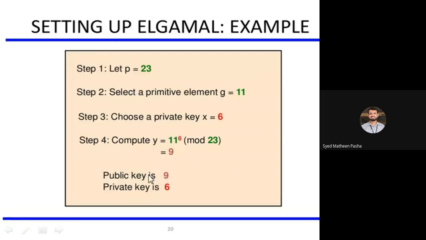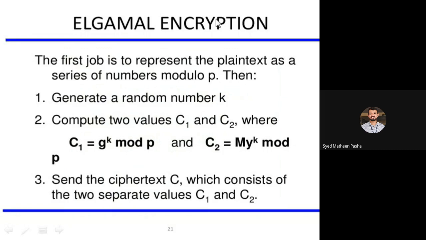So till here, I generated the keys, private as well as public keys. Now, what next? I should perform encryption. So how can encryption be done? First, generate a random number k.